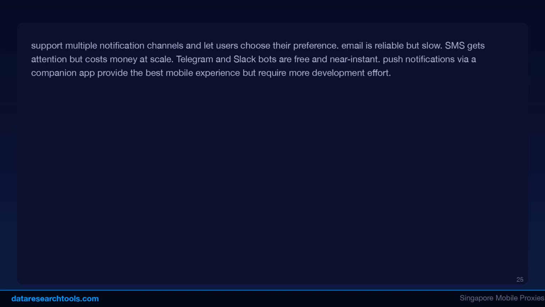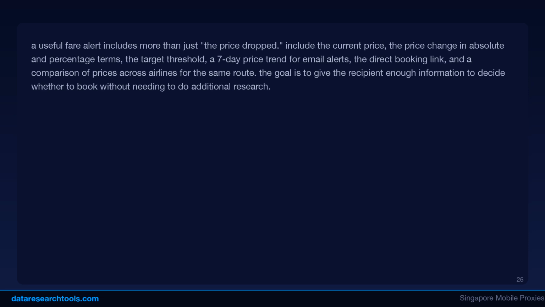A useful fare alert includes more than just the price drop. Include the current price, the price change in absolute and percentage terms, the target threshold, a 7-day price trend for email alerts, the direct booking link, and a comparison of prices across airlines for the same route. The goal is to give the recipient enough information to decide whether to book without needing to do additional research.